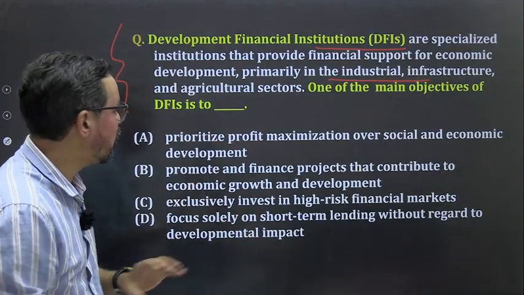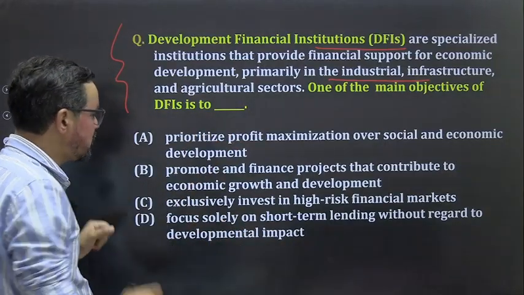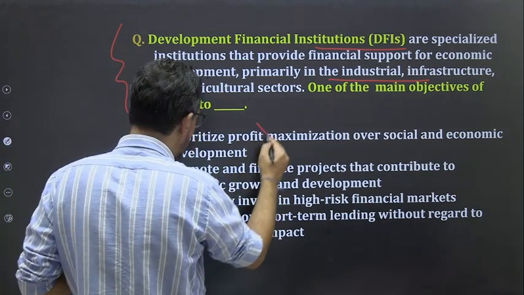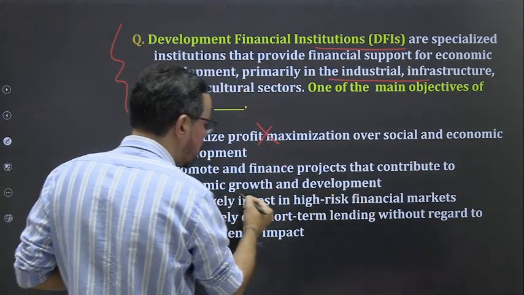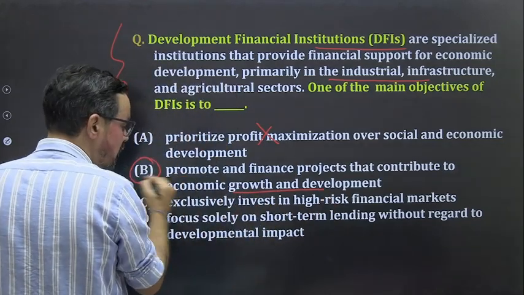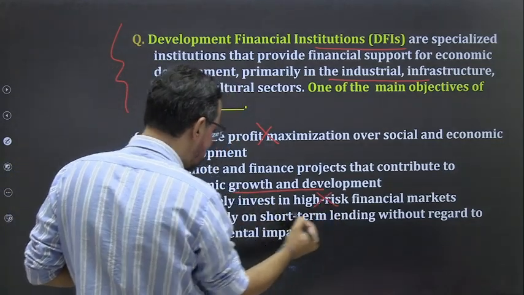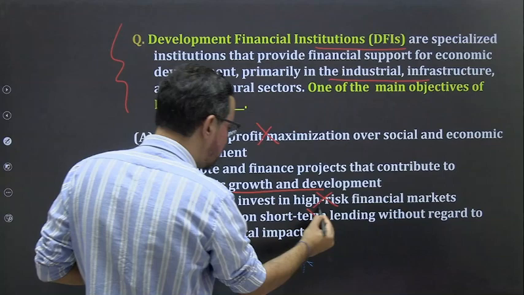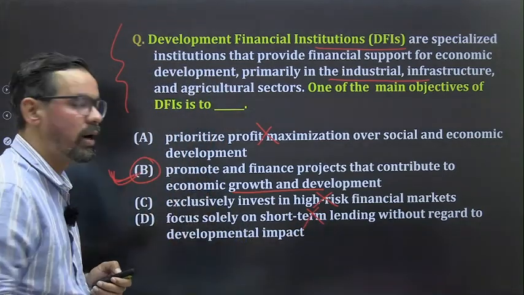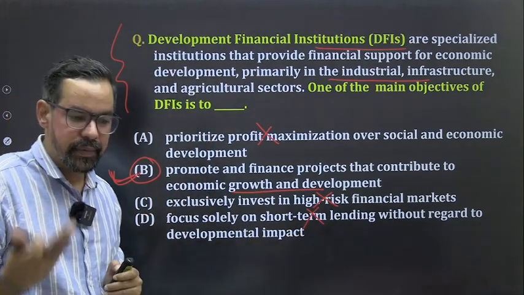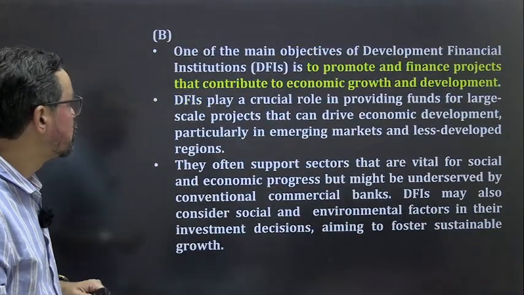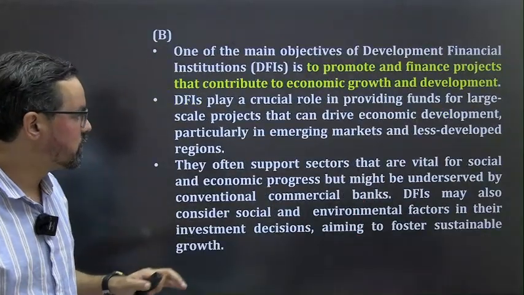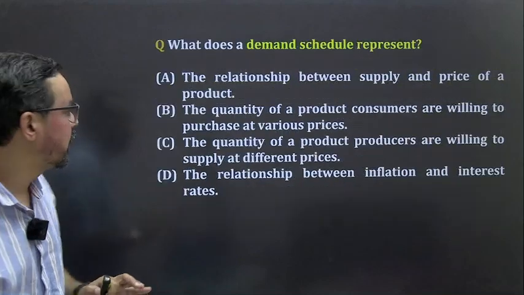So one of the main objectives of DFI is to prioritize profit maximization? No, to promote and finance projects that contribute to economic growth and development. True. Exclusively invest in high risk? No. Focus solely on short term? No. Okay? So usually they lend in long term period. Usually they do refinancing through the commercial banks, right? So B will be the correct answer for this particular question. Very simple again. Next one.